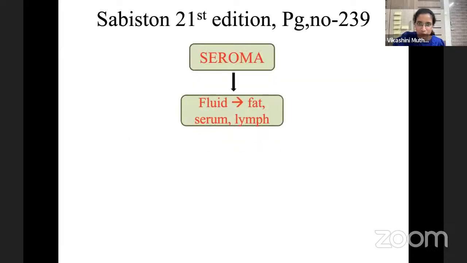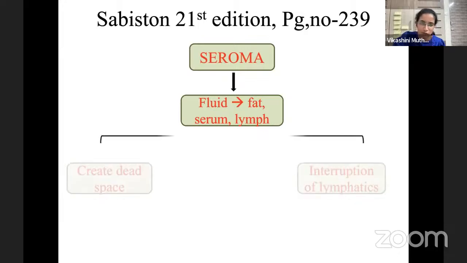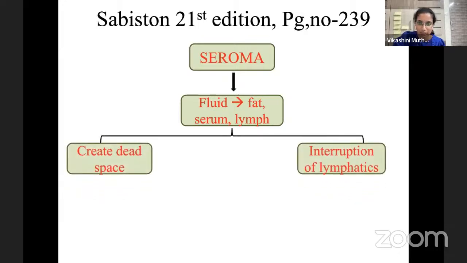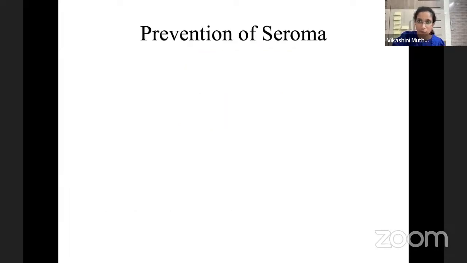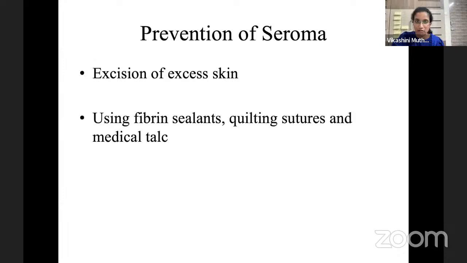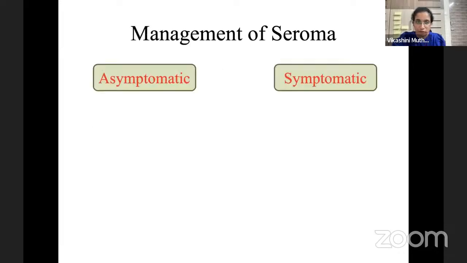What is a seroma? It's nothing but a fluid filled with fat, serum, and lymph. And when will you have this development of seroma? Wherever you create a dead space or wherever there is an interruption of lymphatics. So examples are breast surgery, axillary dissection, or hernia surgeries, right? So now that you know this cause, know how it is formed, you try to prevent it, right? So how will you prevent it? You just excise the excess skin if it is present, or you can also use fibrin sealants or quilting sutures or the medical talc. All of this can be used.